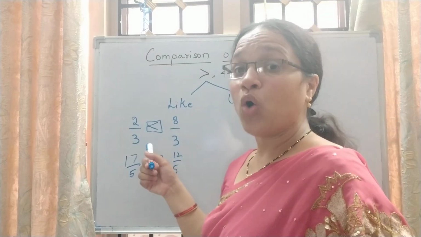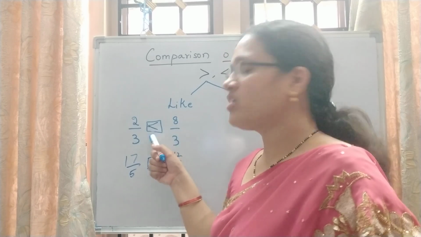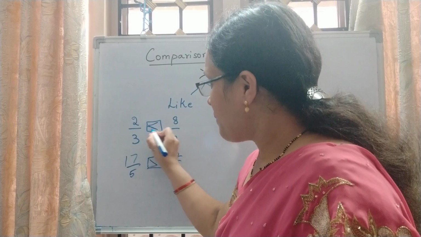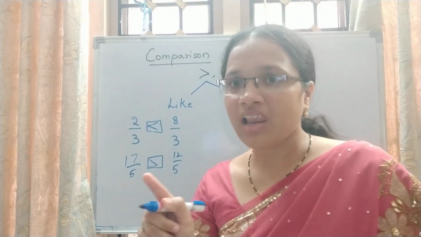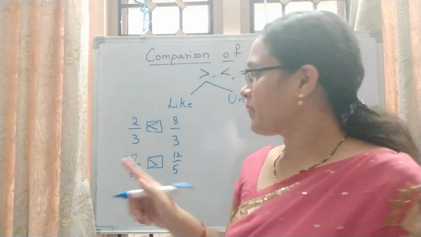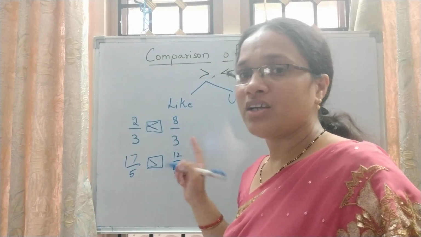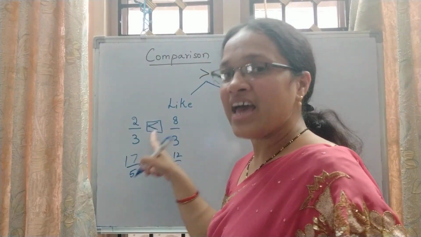So let us see how to read that answer. For 2 by 3 and 8 by 3, I don't know what the symbol is, whether it's less than or greater than. But it is a little bit in the shape of an L. If it is in the shape of an L, it means it is less than. So 2 by 3 is less than 8 by 3. Is that clear, children? Yes.